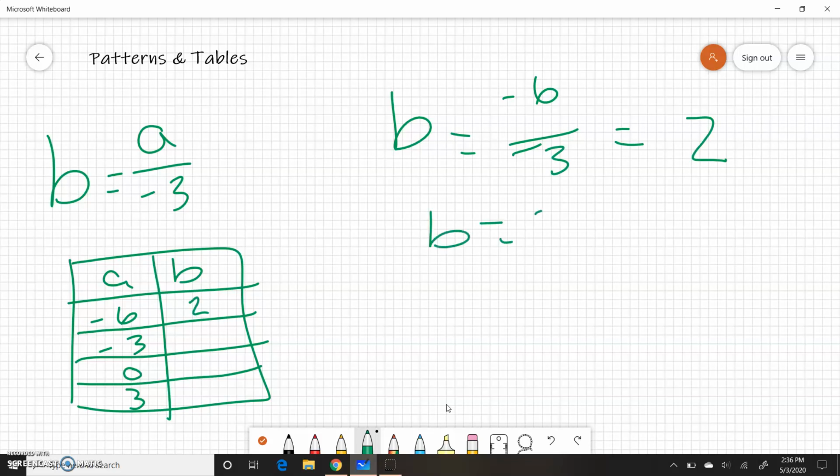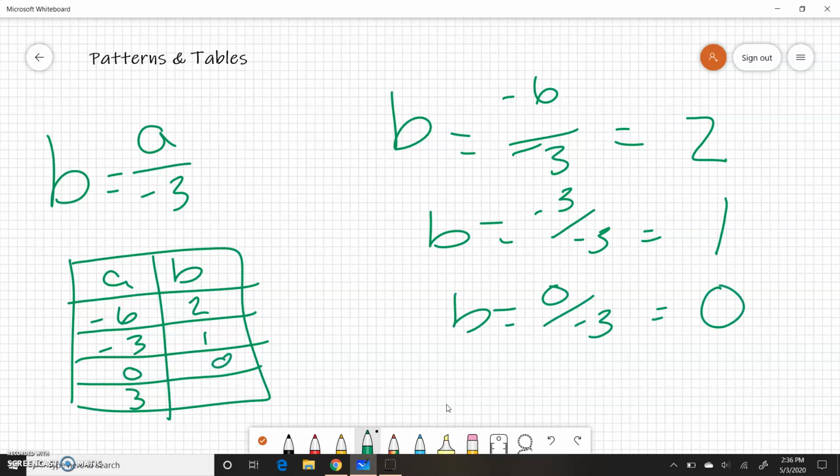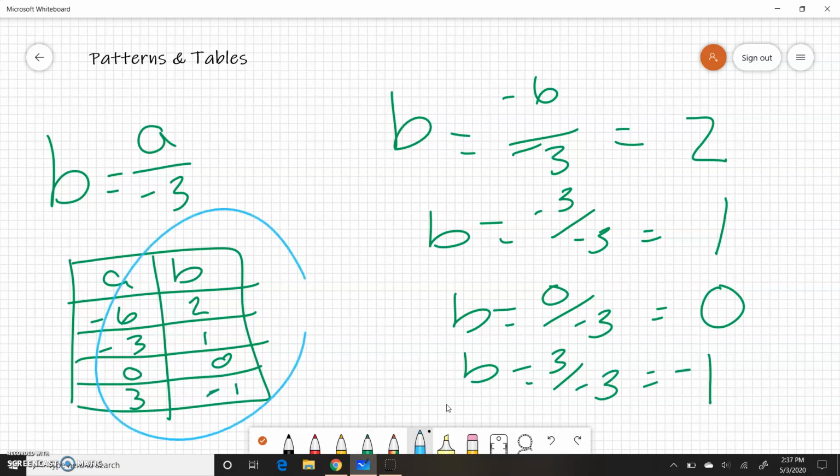Then I have B equals negative 3 divided by negative 3. 3 divided by 3 is 1, and they're both negative, so that will be a positive 1. Then I will have B equals 0 divided by negative 3, and 0 divided by anything is 0. My last one is B equals 3 divided by negative 3. And once again, 3 divided by 3 is 1, and only one of them is negative. So this one will, in fact, be a negative 1. So right here, this chart, that's my answers.